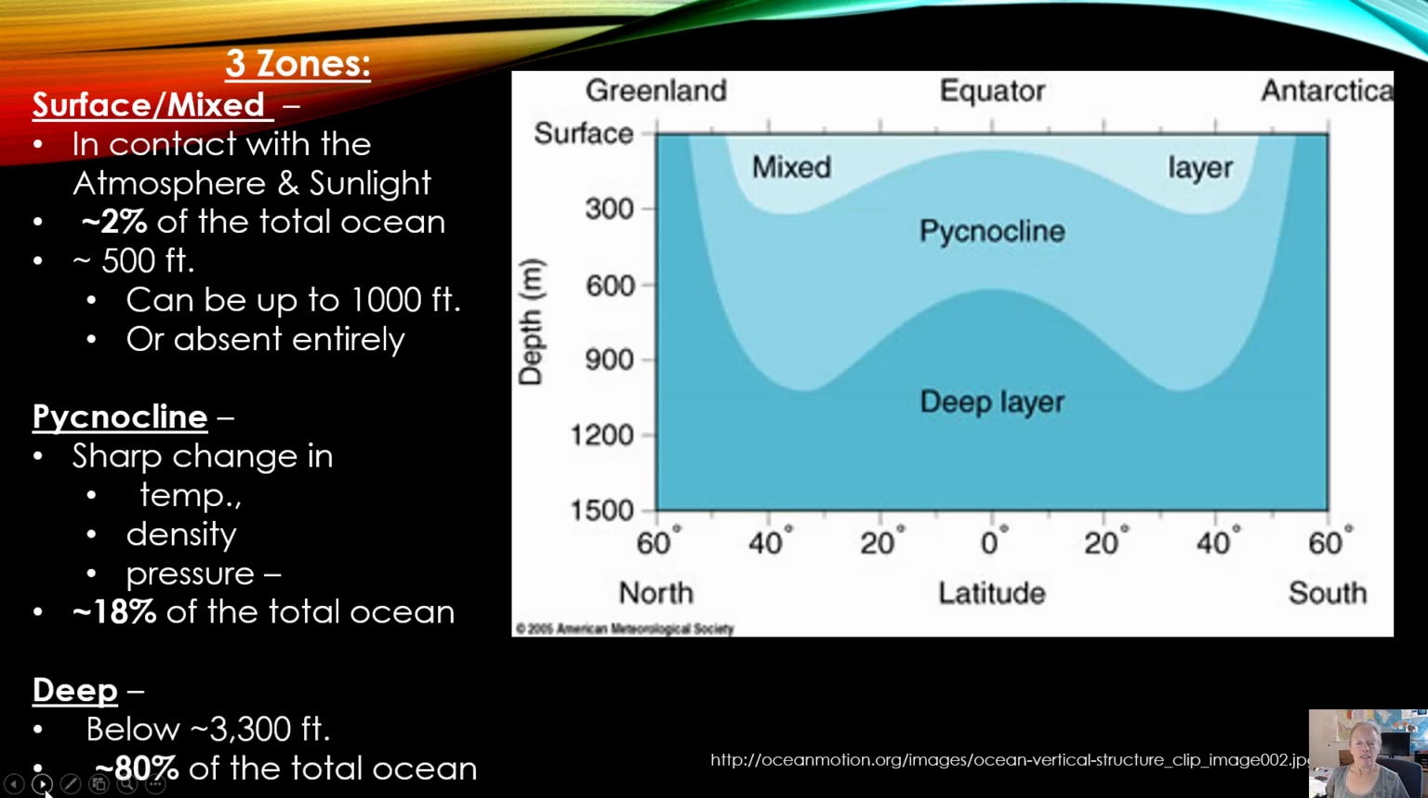Last but not least is the deepest water, what we call the deep layer, even though it's at the surface as you get closer and closer to the Antarctic and Arctic Circle. But it's generally below 3,300 feet, and it makes up the most mass of the ocean, about 80% of it.